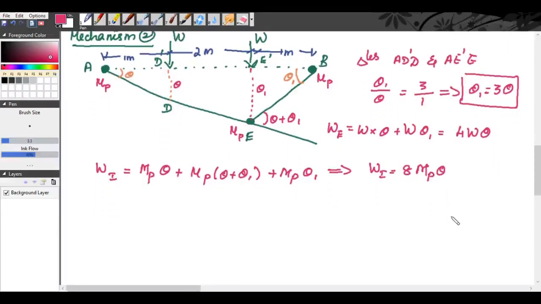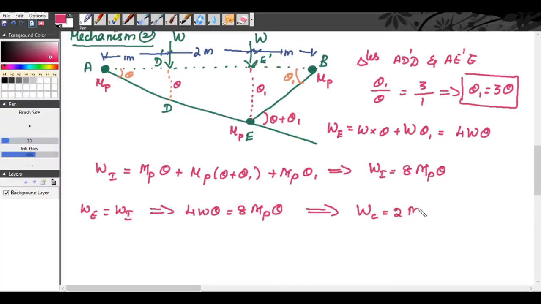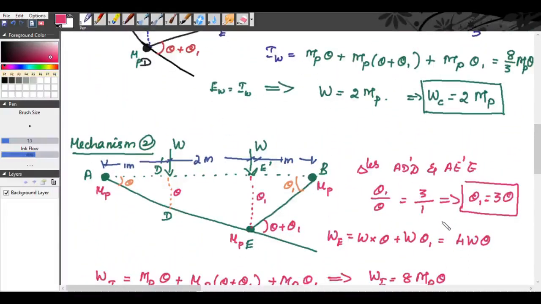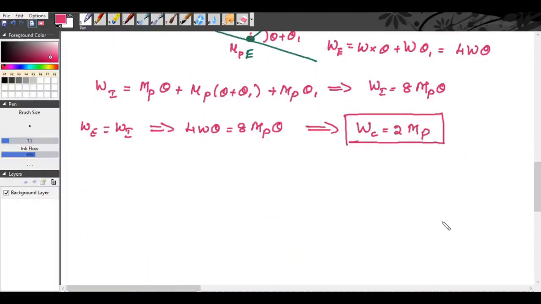Now we can equate external work done is equal to internal work done. We get 4 W theta is equal to 8 MP theta. So this is the collapse load. We get collapse load WC is equal to 2 times MP. So for the first mechanism, the collapse load is 2 times MP. The second mechanism also, the collapse load is 2 times MP. This is the same because your span AB is symmetric, right? That is why you got the same value.